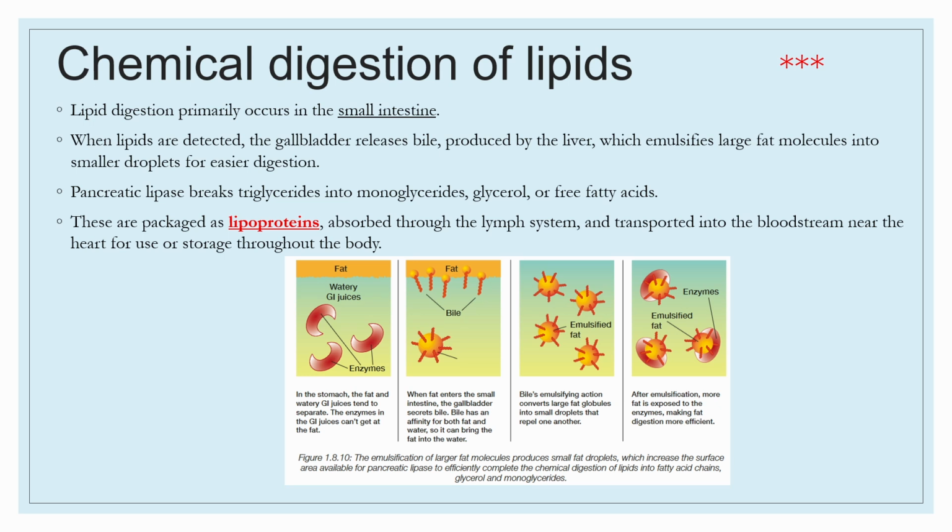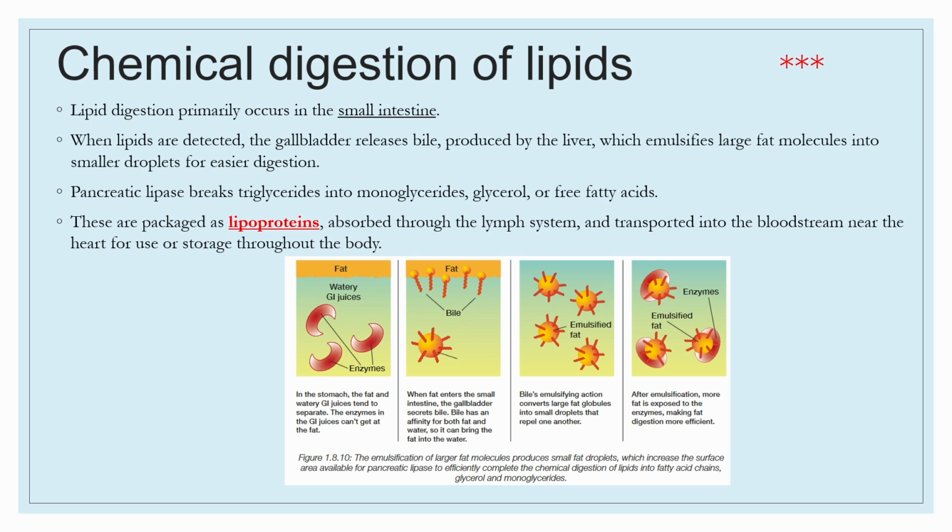The last macronutrient is fat, or lipids. Lipid digestion primarily occurs in the small intestine. It does begin in the mouth. When lipids are detected, the gallbladder releases bile from the liver, and this allows an emulsification process to occur, where larger fat molecules are made into smaller droplets for easier digestion.